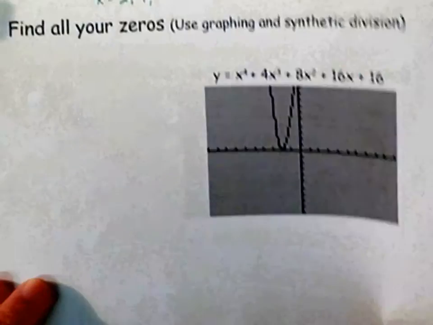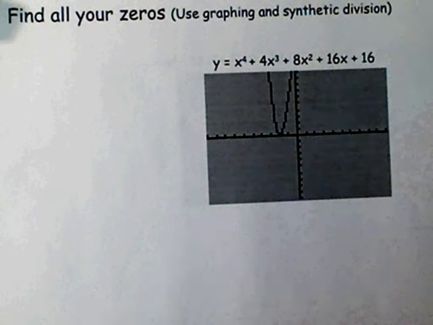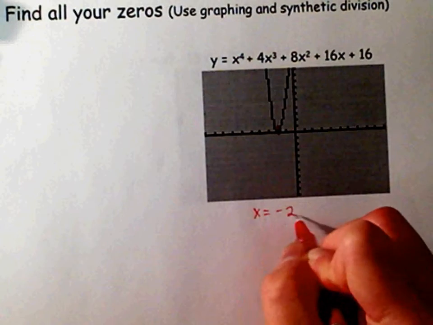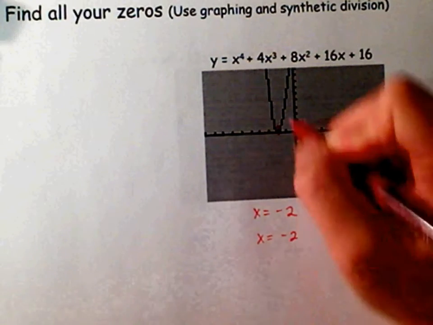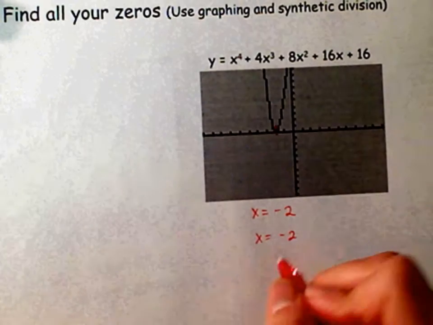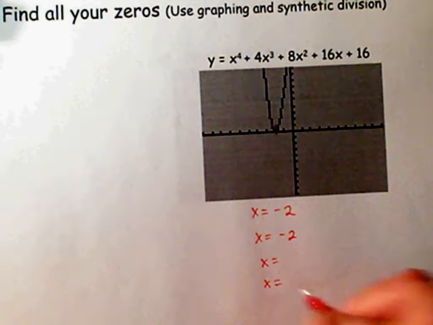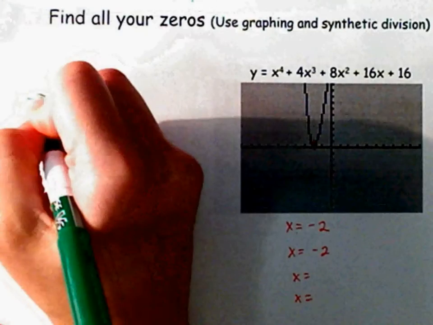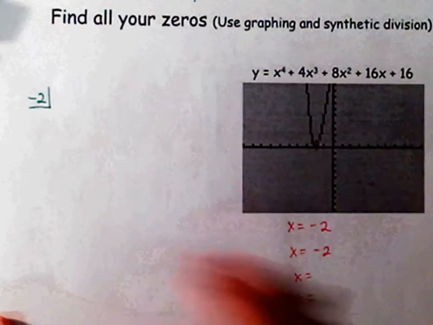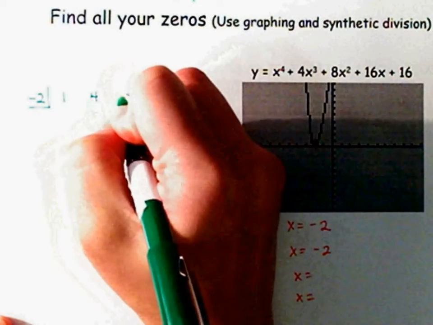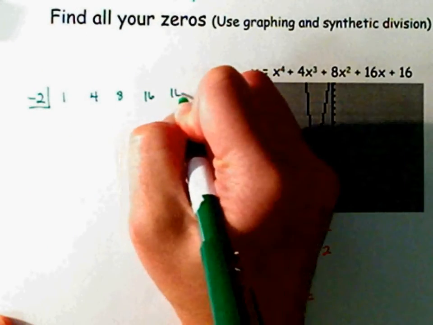Synthetic division. This one looks like it's crossing at negative 2. And do you see how there's a bounce? Both of them are probably going to be a negative 2. But if you don't know that, you need to check. So, let's use synthetic division and see if we get a remainder. It's in order, so you got 1, 4, 8, 16, 16. Okay? Do your synthetic division.